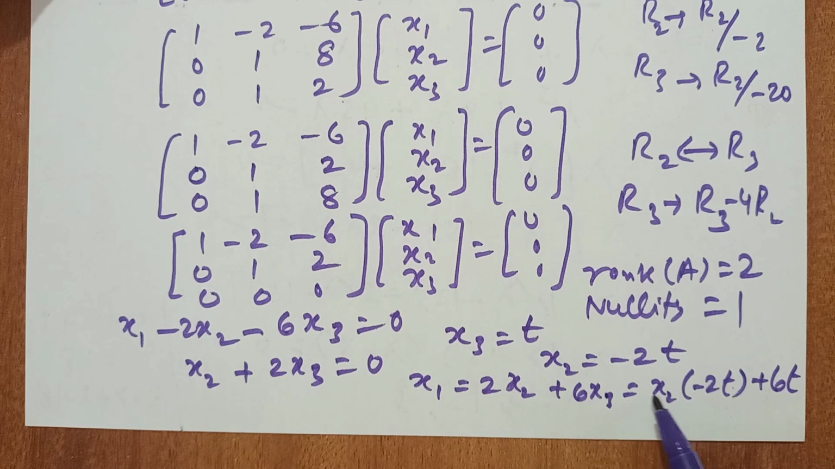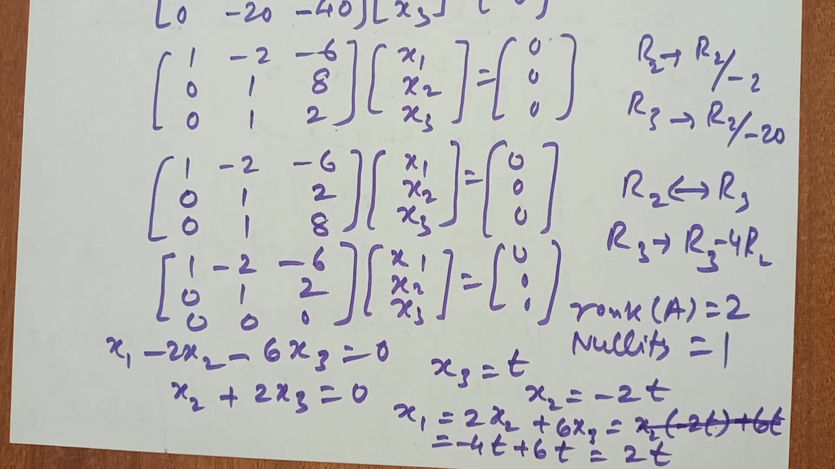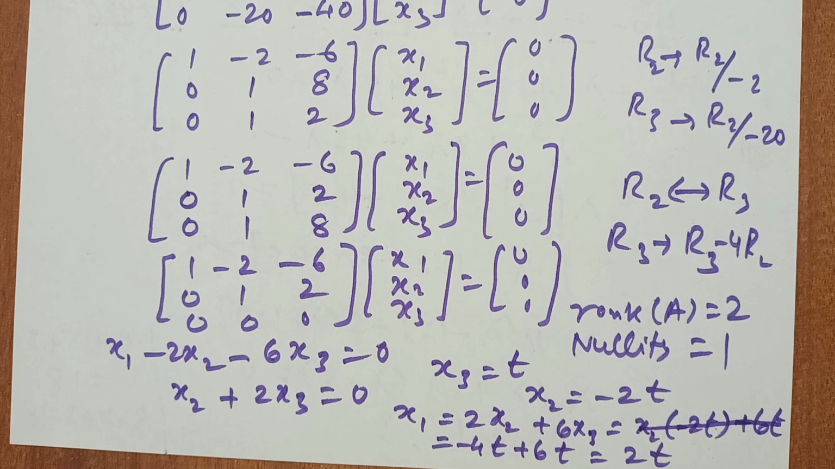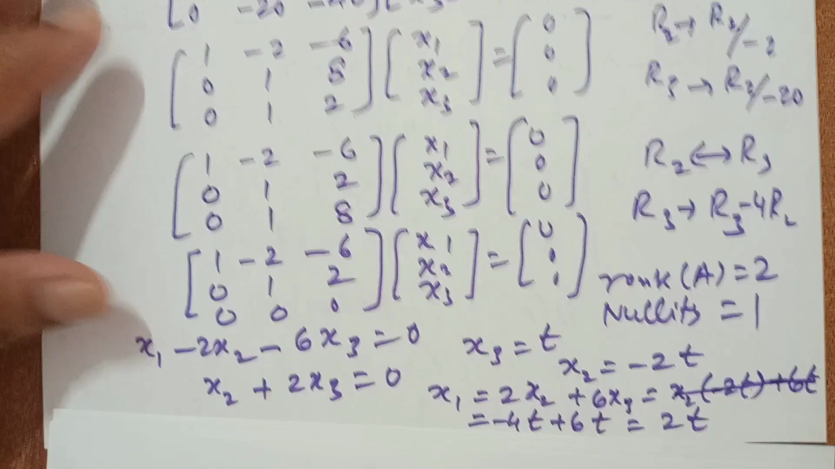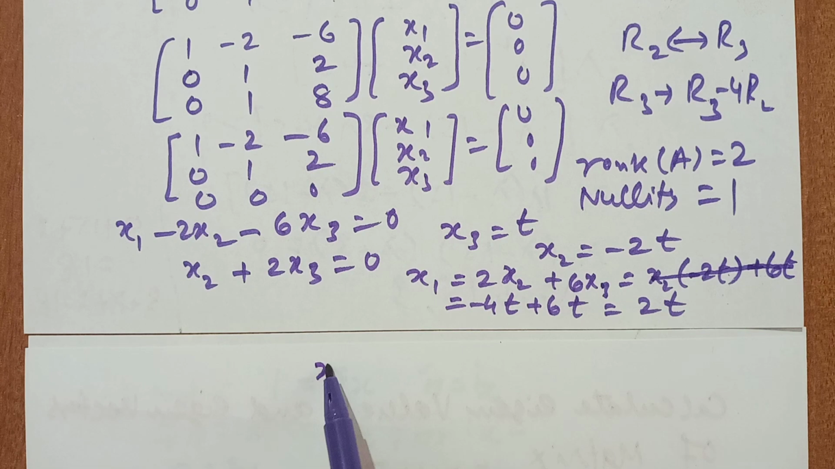So from this equation, x1 is equal to 2x2 plus 6x3, where x2 is equal to minus 2t. So this is minus 4t, plus 6t, so this is 2t. Here it is very easy to see our values of x1, x2 and x3 in terms of t. We see here x1 is equal to 2t, x2 is equal to minus 2t, x3 is equal to t.